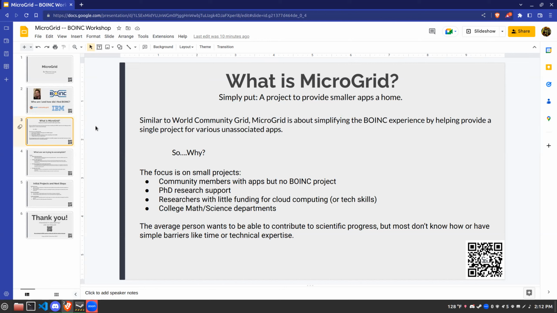But if World Community Grid exists, then why Microgrid? What is the difference, right? Traditionally, whenever we think of World Community Grid, we think of Zika at home. We think of these massive cancer researches and so on, right? But I think the gap is that there are very small projects.